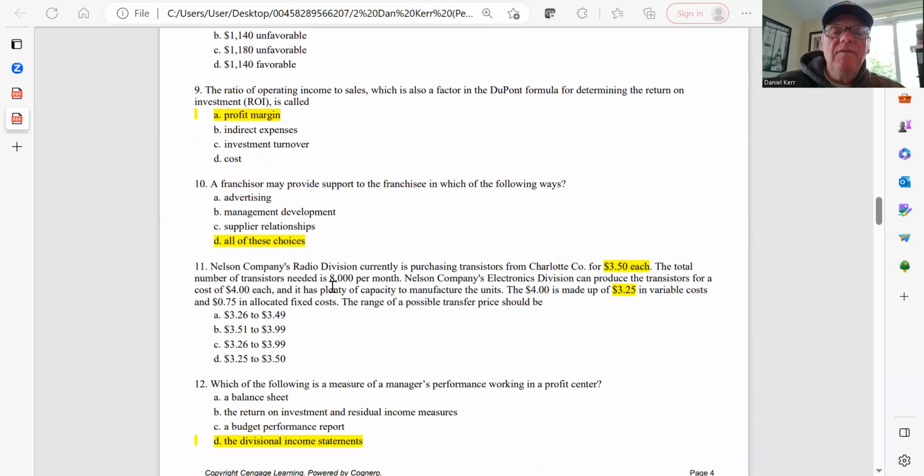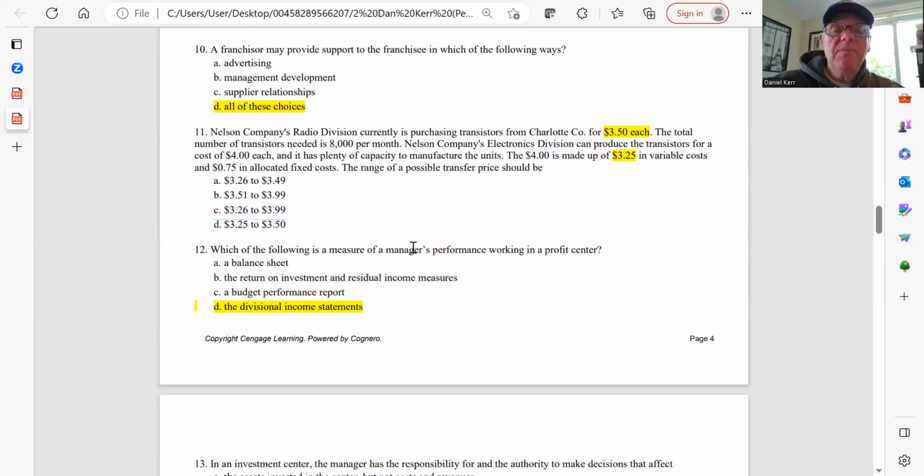Okay, number 11. So here it's a question of the range of possible transfer prices. The range of possible transfer prices should never exceed what you're paying the outside supplier, which is $350, and it should never be less than the variable cost to produce it ourselves, which is $325. So the correct answer there is D, $325 to $350. I didn't highlight it, but it's right there.